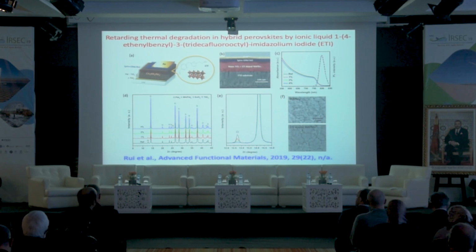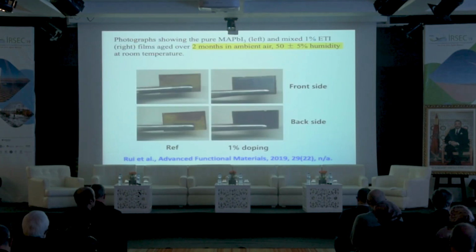Here is a reference sample followed by 1%, 2%, 4%. The spectral changes are not that significant. It's not contributing anything to the spectral properties. However, the presence of lead iodide is characteristic at 12.4, and this peak we are reducing significantly by putting in this ionic liquid. That's the only information you can get from the XRD.